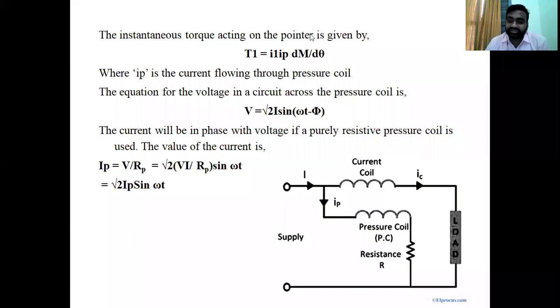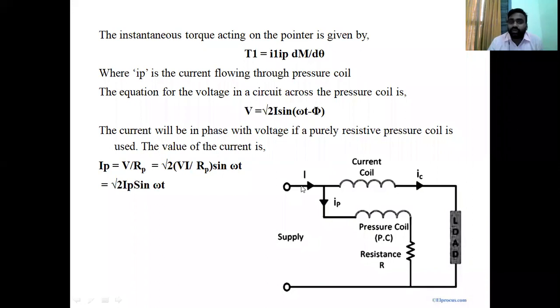Okay, if we observe the instantaneous torque, how is it created? The instantaneous torque is created with respect to the current flowing in the current coil and the current flowing in the pressure coil. That is, T1 is equal to I1 IP dM by d theta, where the instantaneous torque is created with the help of the current flowing in the current coil and the voltage applied across the moving coil or pressure coil.